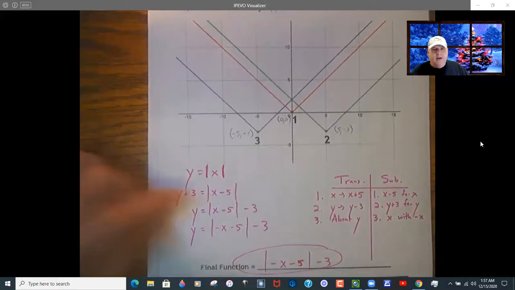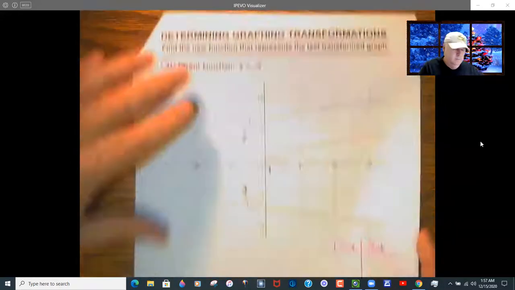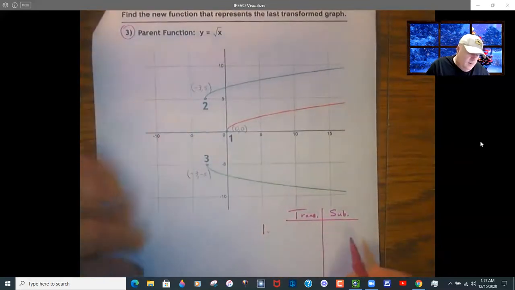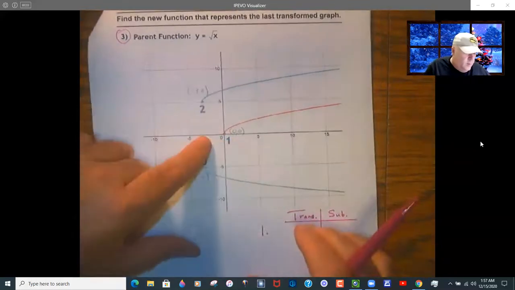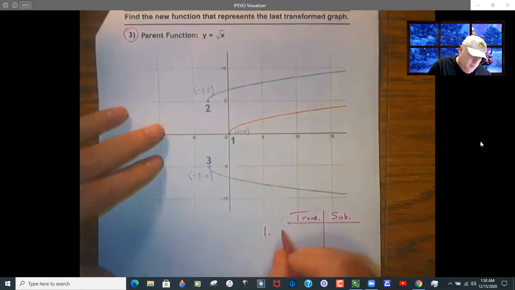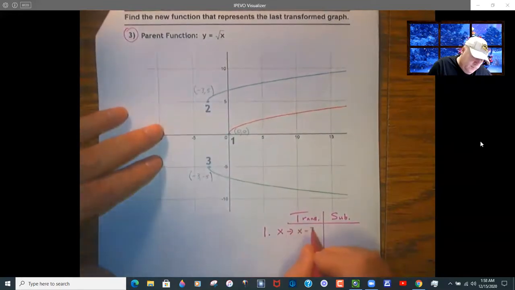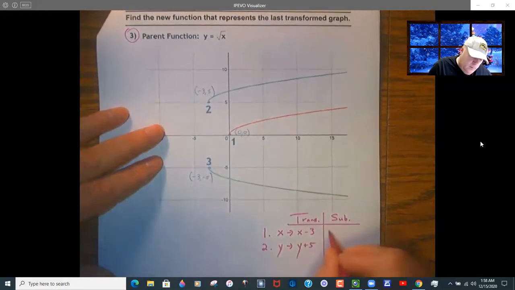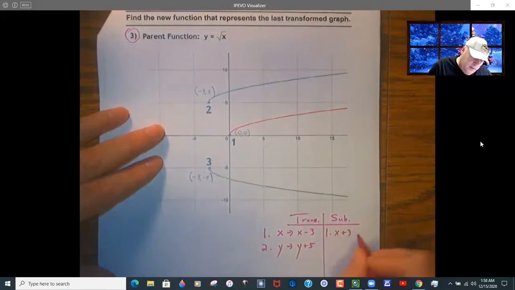All right, on to problem 3. So stop the video, see if you can get this right. They're really pretty easy once you get it. So 1 goes to 2, so shifting 3 left and 5 up. So 3 left and then 5 up. So X plus 3 in for X, and then Y minus 5 in for Y.